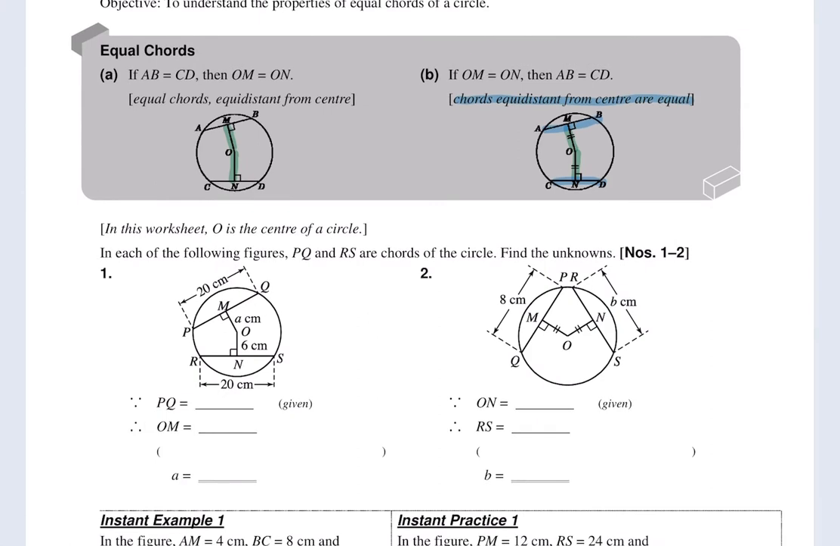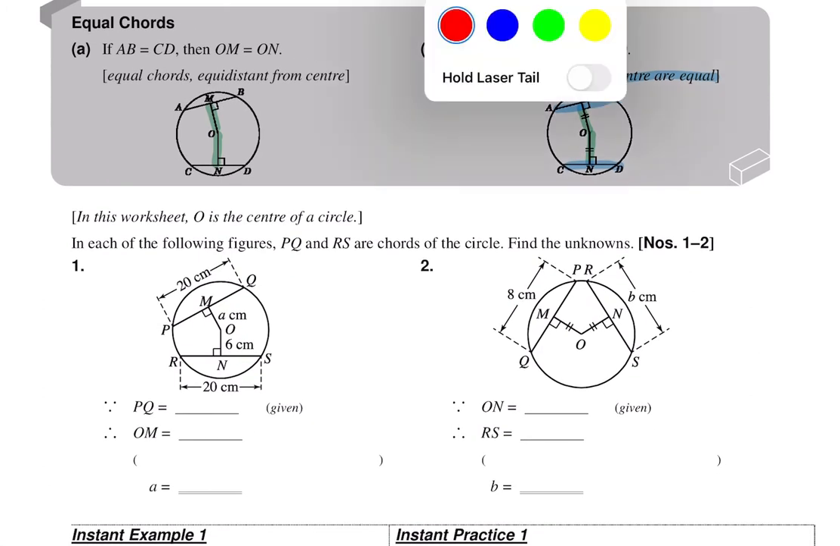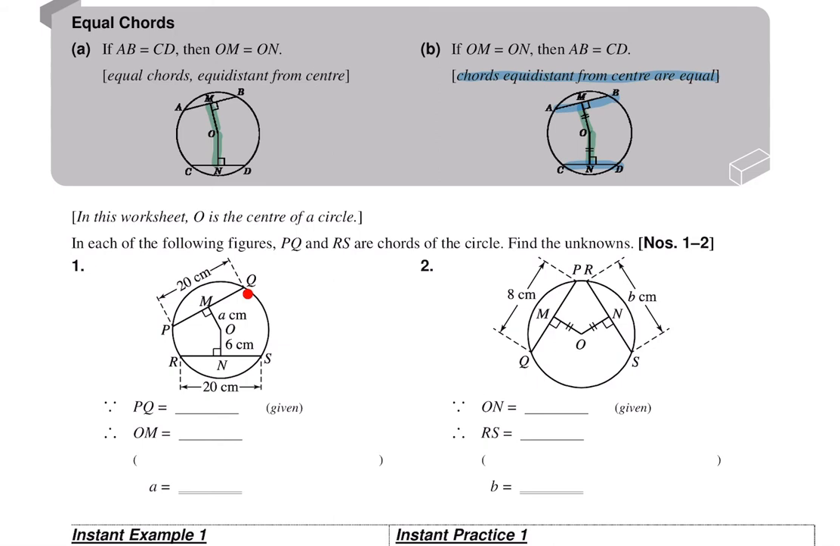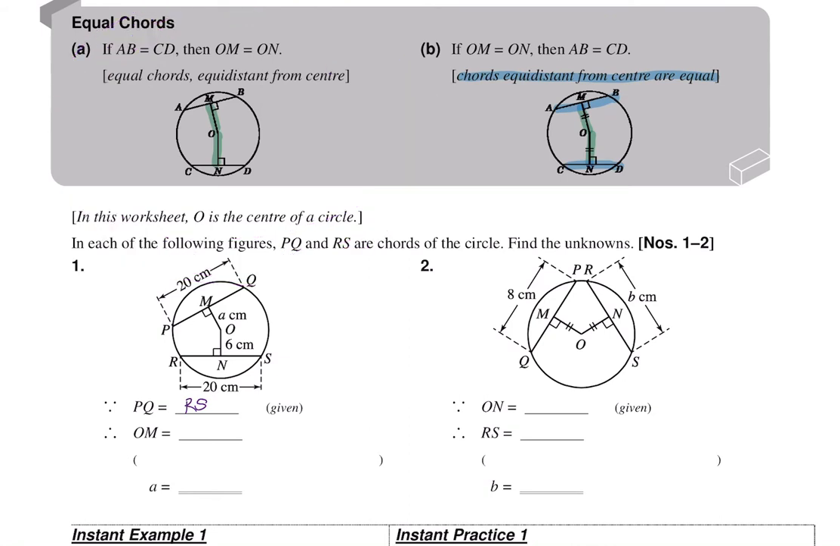First one. We have a PQ chord and RS chord here. We already know that they both are 20 cm. They are both the same, right? So it's given. If both chords are the same, then they are equidistant from center, which makes OM equal to ON, and the reason is equal chords equidistant from center. Please write this reason over here.